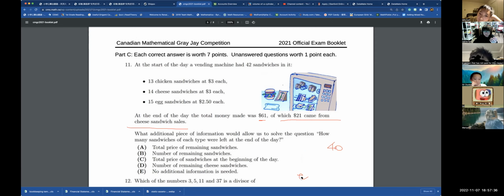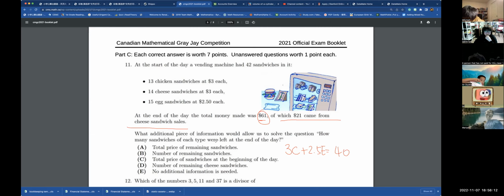So we can just easily do what? 3C plus 2.5E equals 40. Understand, everybody? Because we don't know how many of them are egg and how many of them are chicken. Okay, but we know that 一共赚了61块钱，其中21块钱呢是 cheese sandwich，对不对？那把这个减掉，是不是 egg 和 chicken sandwich all together make $40, right? So what additional piece of information would allow us to solve the question is how many sandwiches of each type were left at the end of the day?